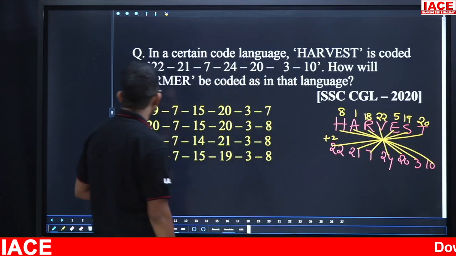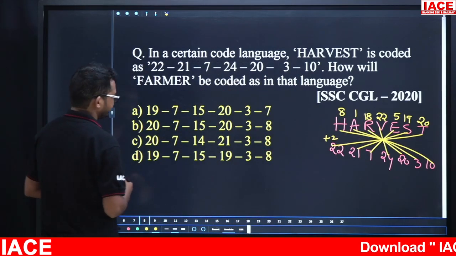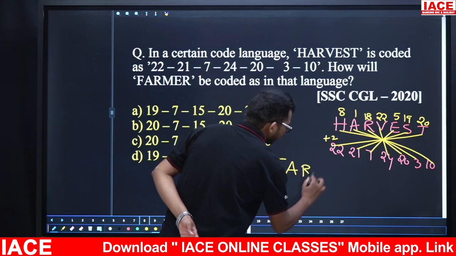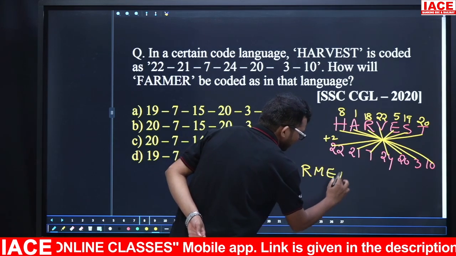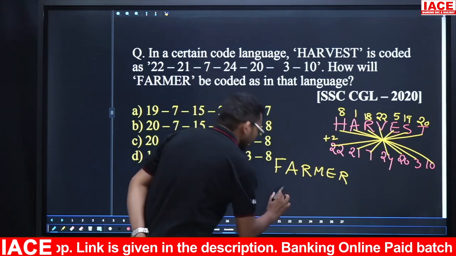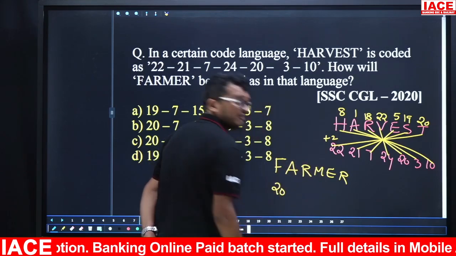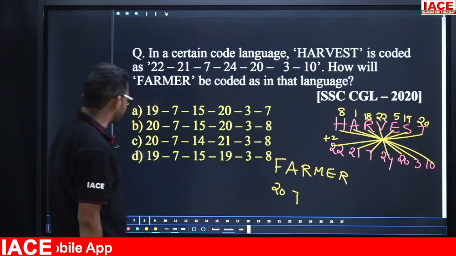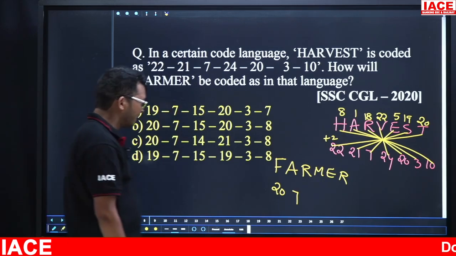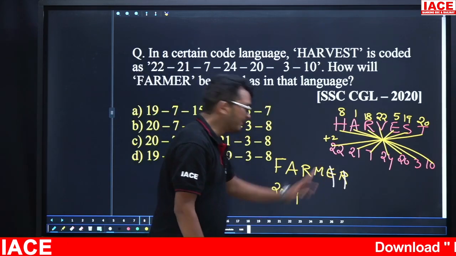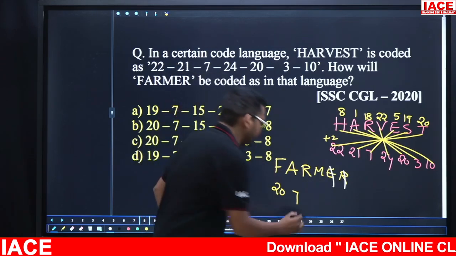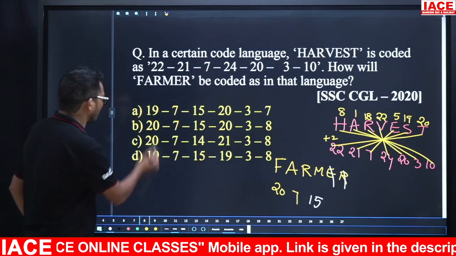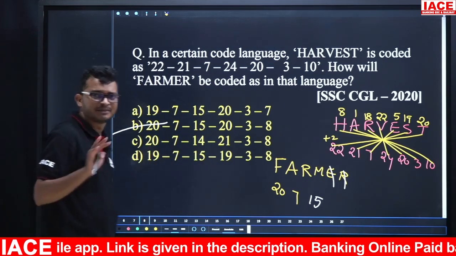Now take your given one, FARMER. Friends, now R's face value is 18, plus 2 is 20. E's face value 5 plus 2 is 7. Friends, with 20 and 7, how many options do we have? Two options. Go for the next one. R completed, E completed, M. M is 13, plus 2 is 15. With 27, 15, we have only one option. So the answer is option B.